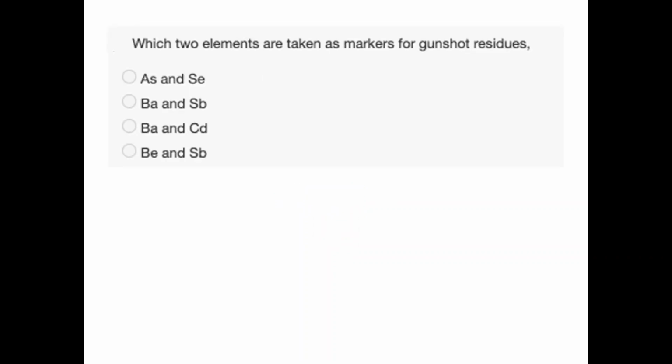And then the question is, which two elements are taken as markers for gunshot residues? Barium and antimony. Yes, that's right. So I think that's all.